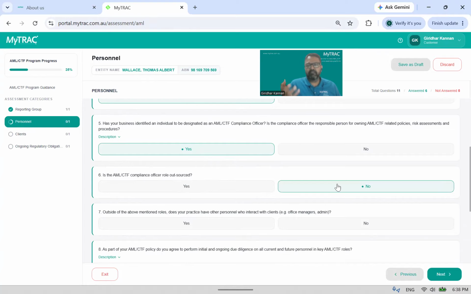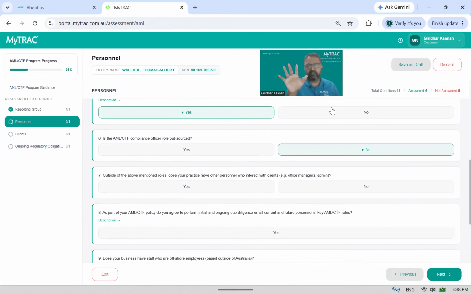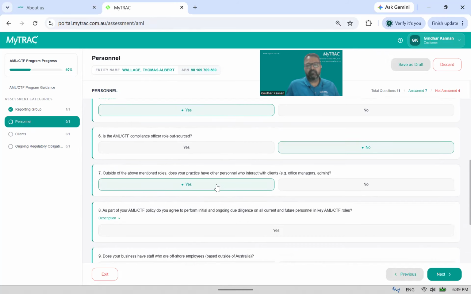And the purpose of having tools which MyTRAC is helping you is basically to make your life easy as a compliance officer as well. So you really don't need to have another compliance officer if you're very small or budget constrained, or you are able to do it, because MyTRAC will take care of all these things. Now, if you have other people like an office manager, admin, reception, or IT support, you answer that as yes.